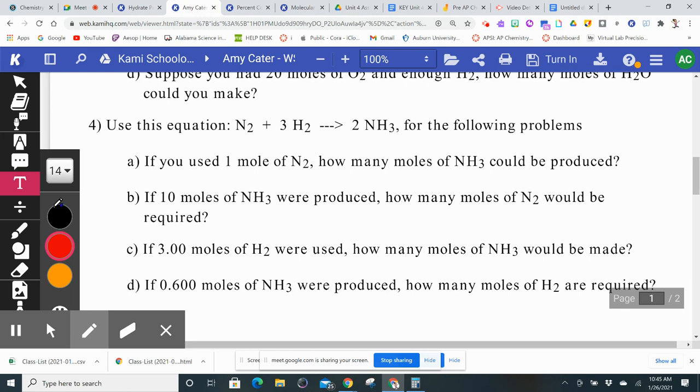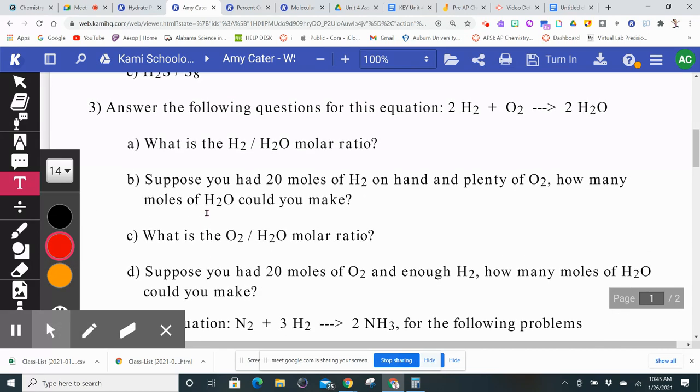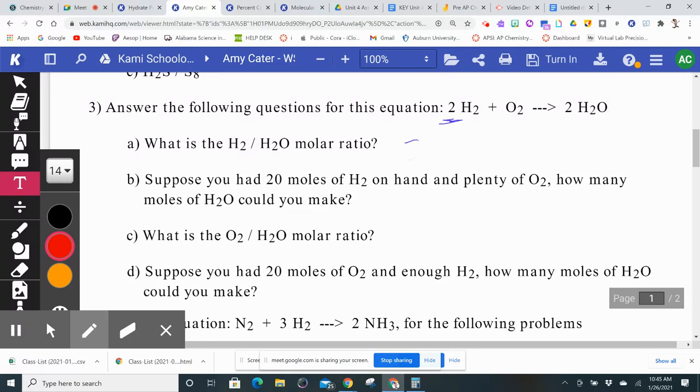Let's go up to this one. There we go. So what is the mole ratio of water to hydrogen? So I look at this equation. What coefficient is in front of the H2? What number? Coefficient, just like in math. What number is in front of the H2? A 2. Right here. See? What number is in front of the water?